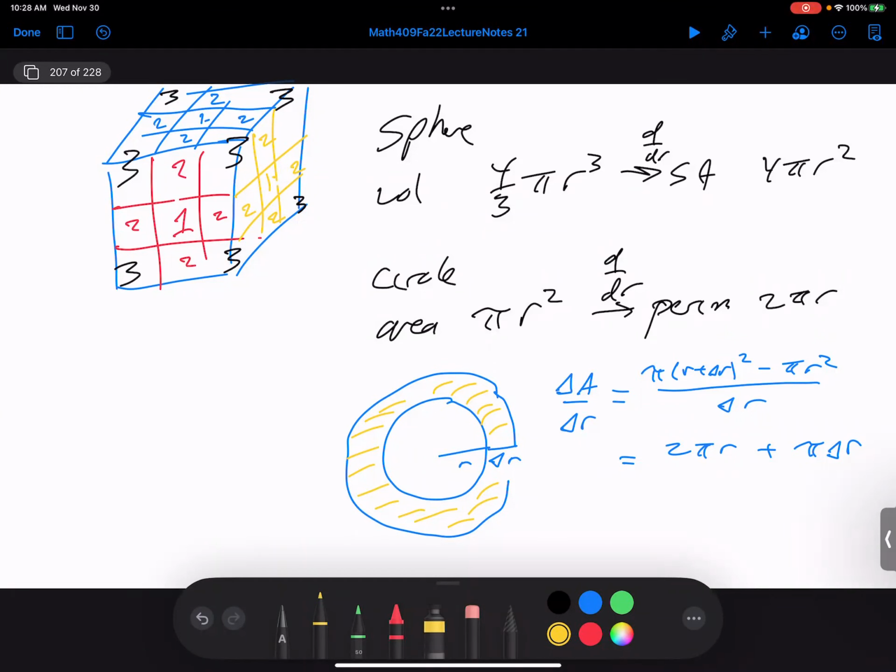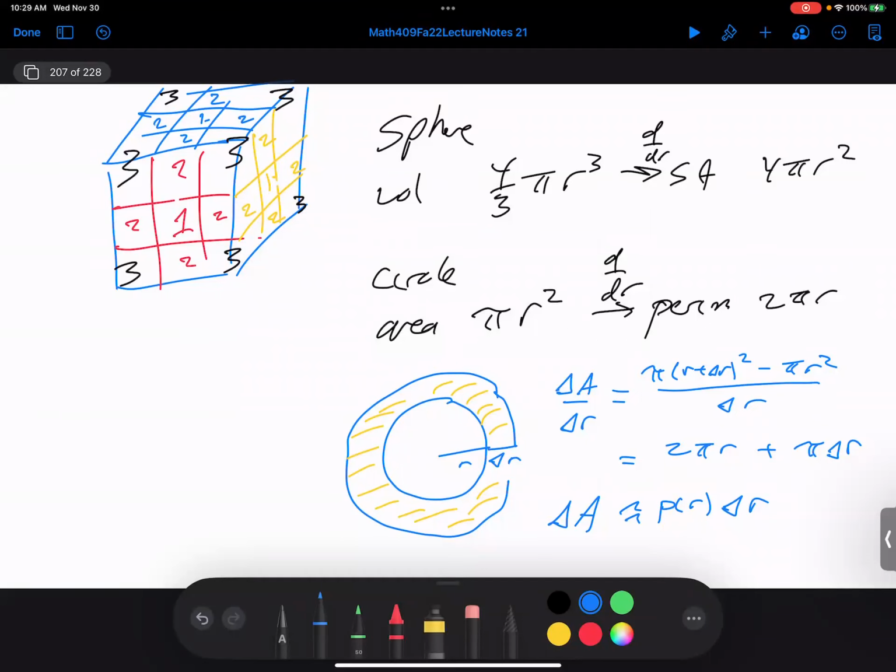Yeah, maybe it's approximated by the perimeter times the thickness. That might not be a bad approximation. Maybe this should be approximately the perimeter at R times delta R. And if that's true, then as delta R goes to 0, if that's the change in area, then the change in area over the change in R should go to the perimeter.